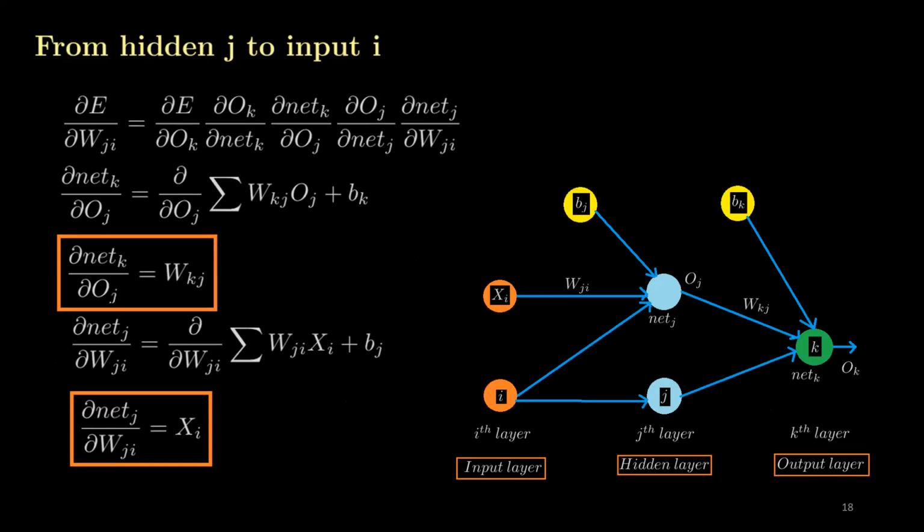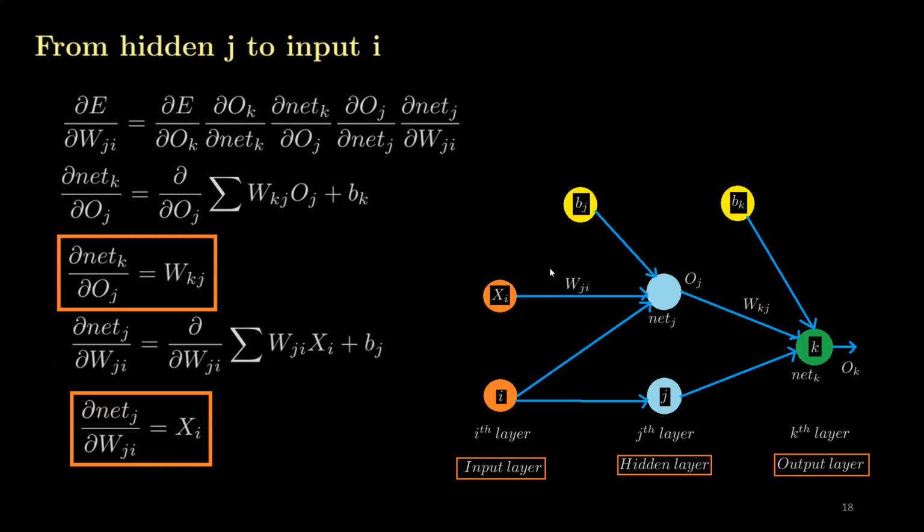This lecture is a continuation of our previous lecture, which was on backpropagation. However, in this lecture, we will cover step 2 of backpropagation. That is, we will move from the hidden layer to the input layer, and we will update the weight, which is WJI. So let's start this lecture.